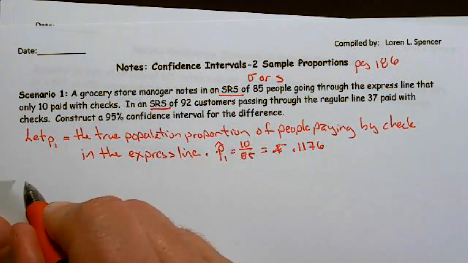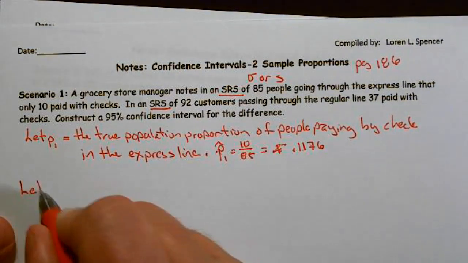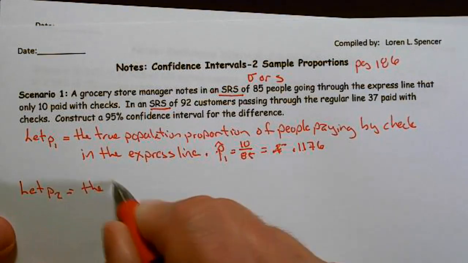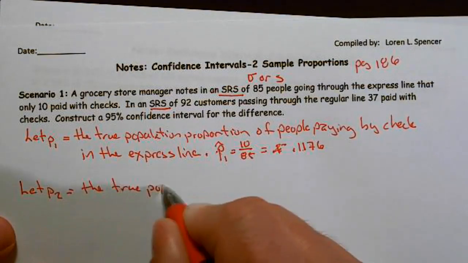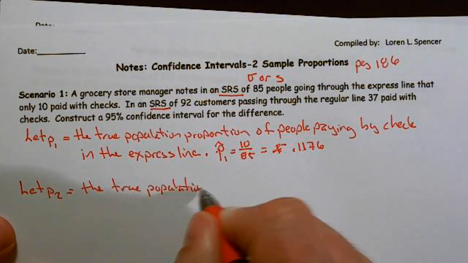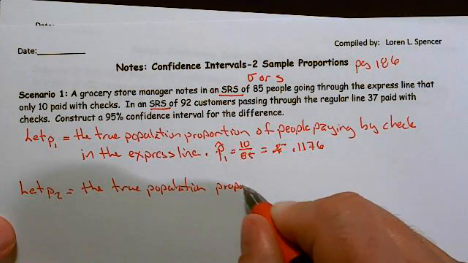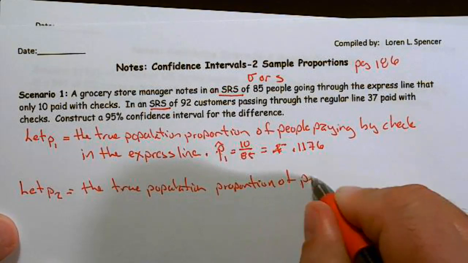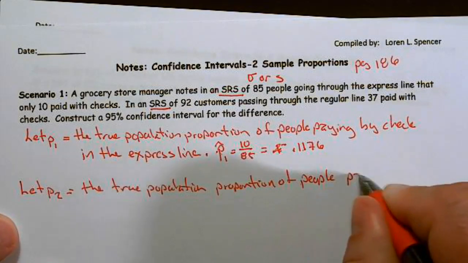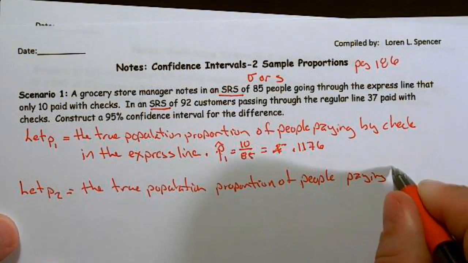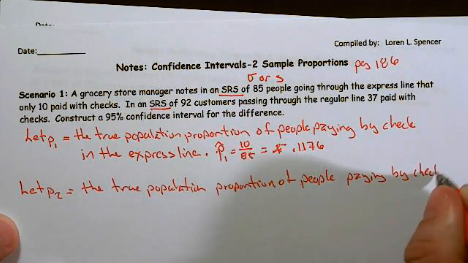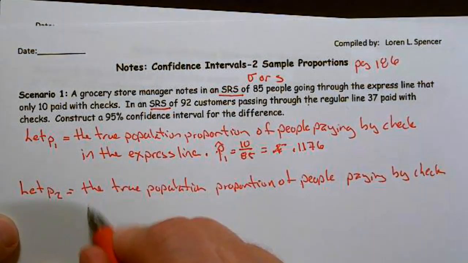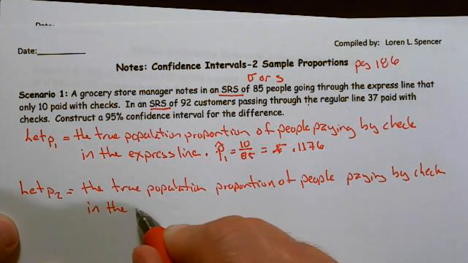Now we need to do P hat 2, or P2. So let P2 equal the true population proportion of people paying by check in the regular line.